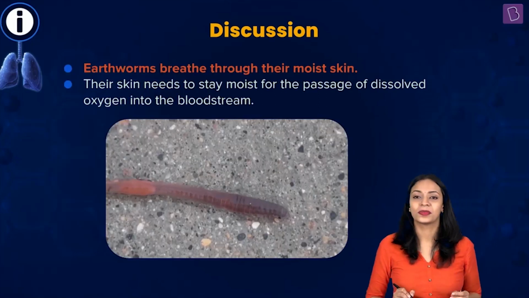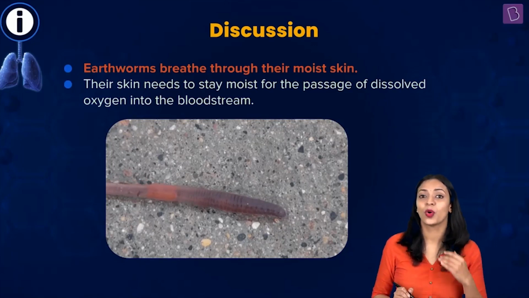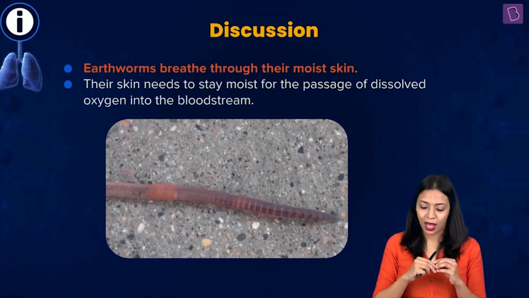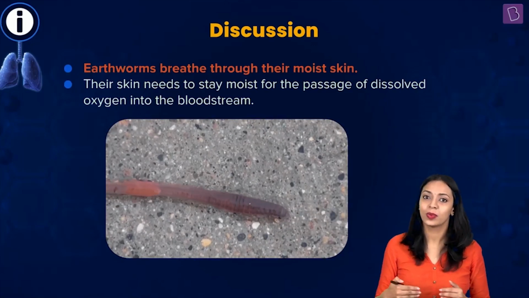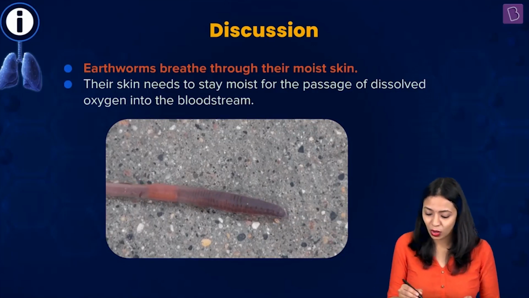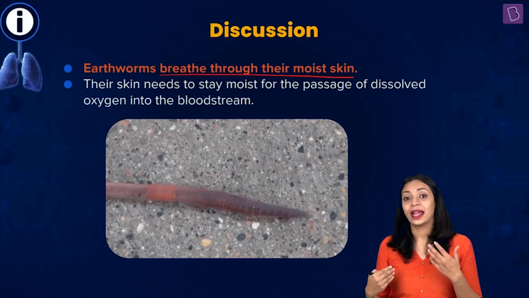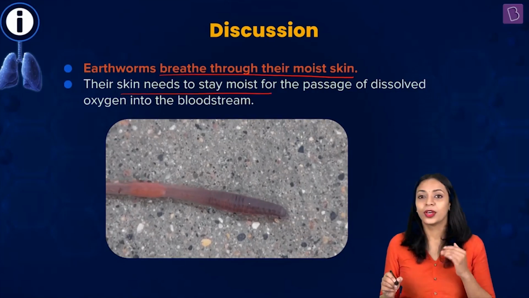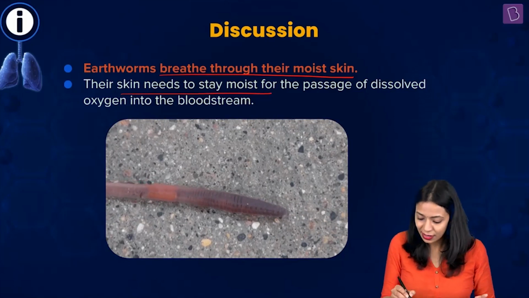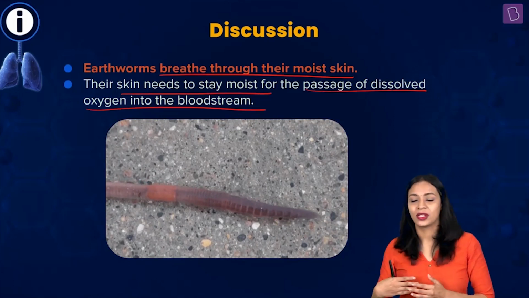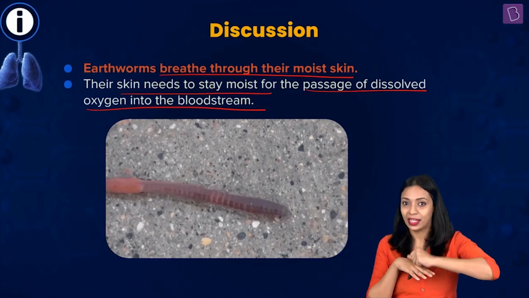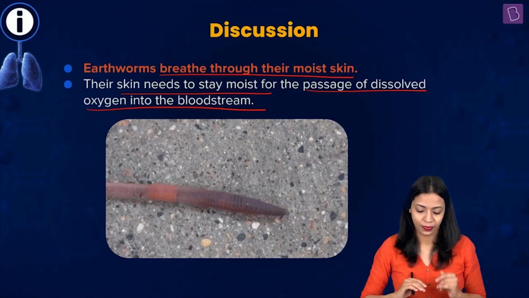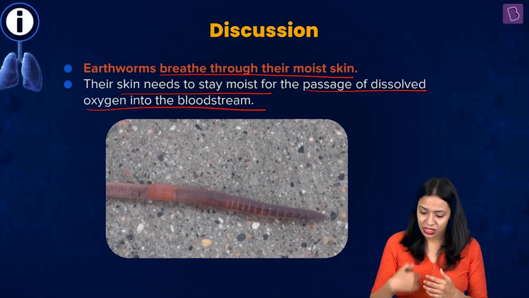Now let's look at earthworms. In the statement, it was given that earthworms use moist skin for respiration. So this also is correct. The outer surface or the skin of these earthworms, which belong to the phylum Annelida, is always moist, okay? And exchange of gases can take place through the moist skin. The skin always needs to remain moist because it is only when it's moist that there can be passage of dissolved oxygen into the bloodstream. From the atmosphere, the moist skin will take up the oxygen, it gets dissolved, and then it gets diffused into the bloodstream.